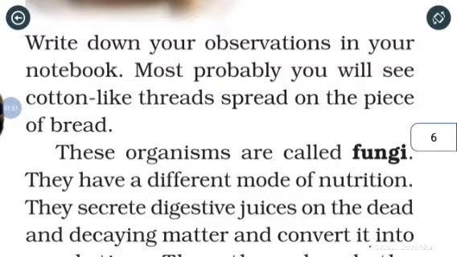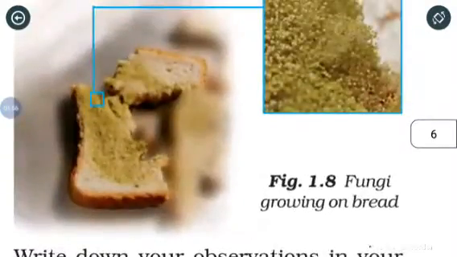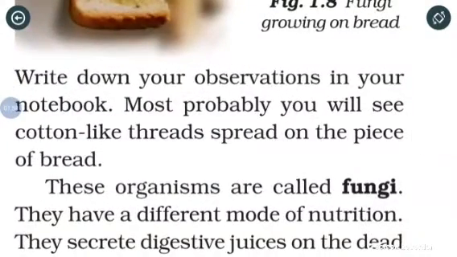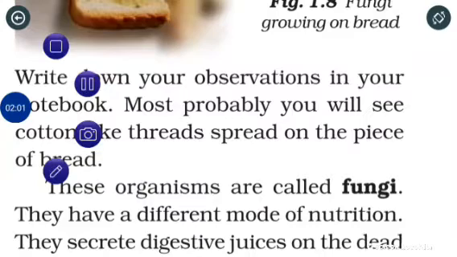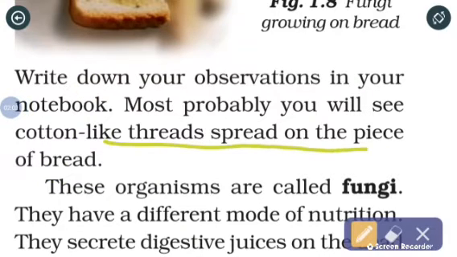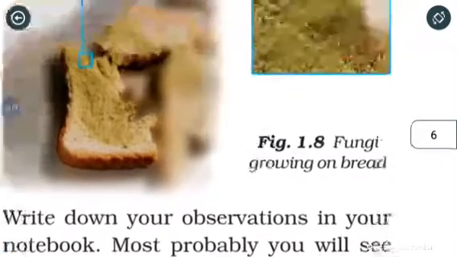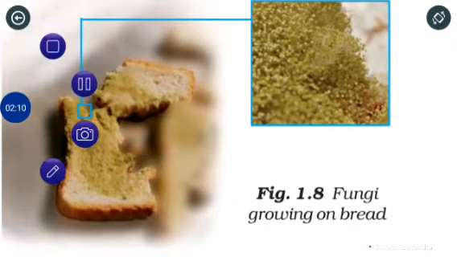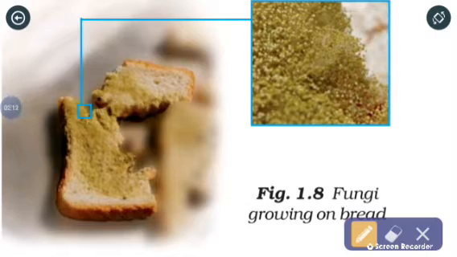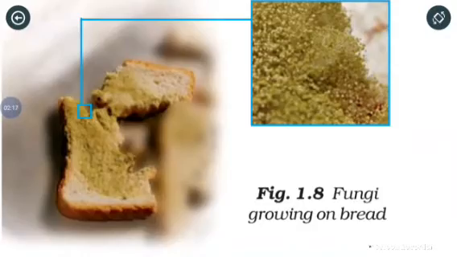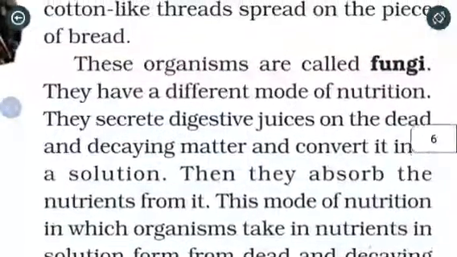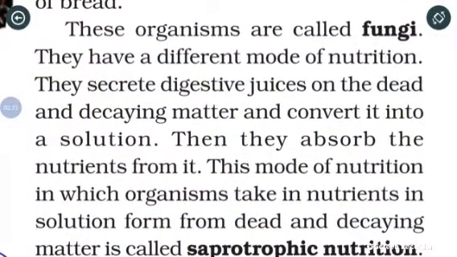Write down your observation in your notebook. Most probably, you will see cotton-like threads spread on a piece of bread. Most of the time, you will see that bread does not generate seeds. It generates thread-like structures which spread everywhere. These organisms are called fungi.